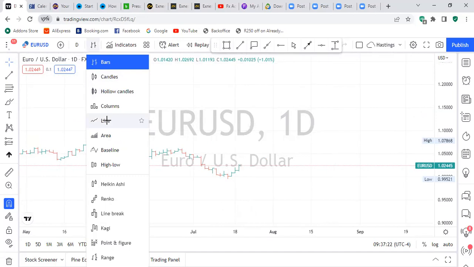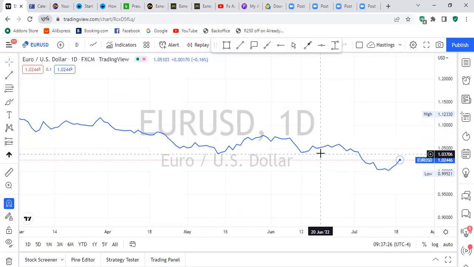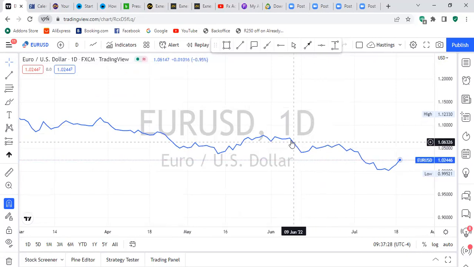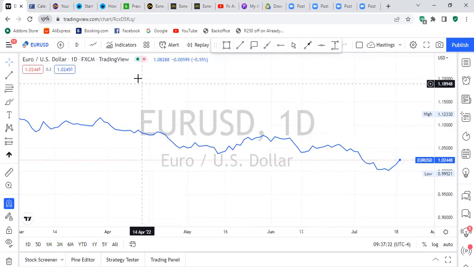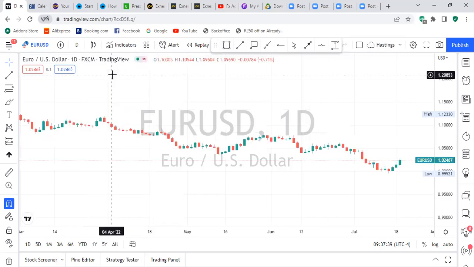You might also have a line graph. It's now here. This is a line, like a line graph. It means the price is in this line here. But I wouldn't recommend us for now as beginners to use all this. We should stick to candles. I'm not going to show you all other candles because they will confuse you.